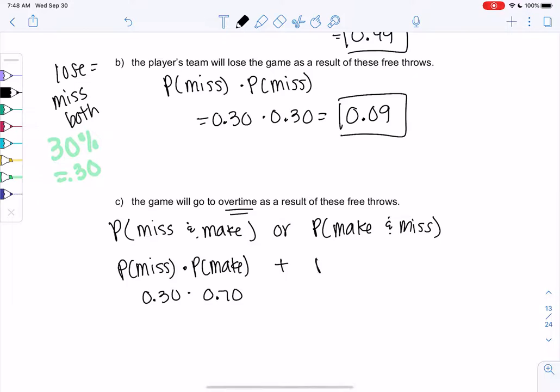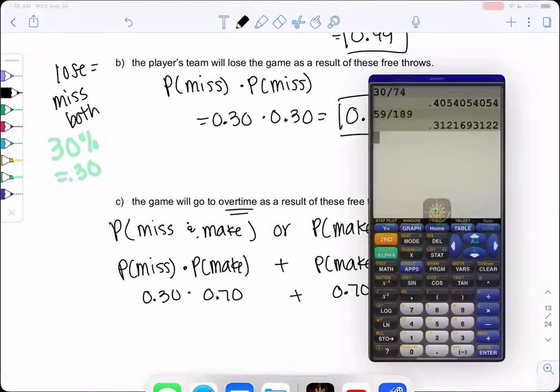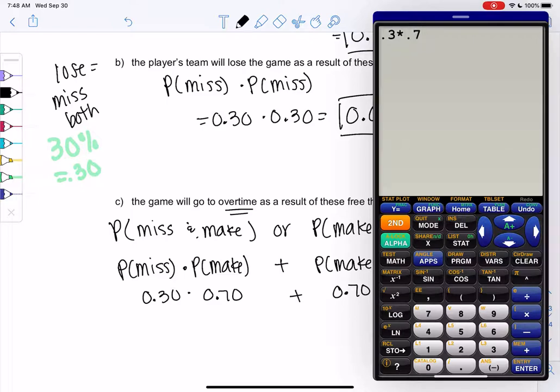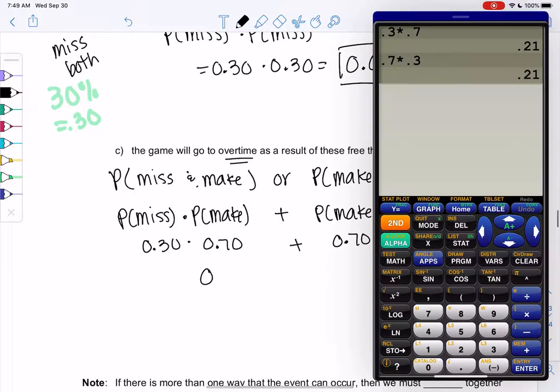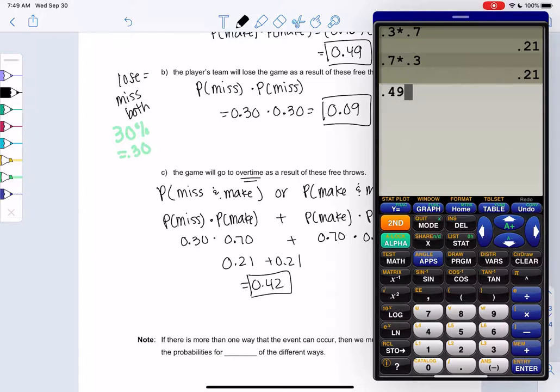And then what would this one be? This one would be making first, so that would be 0.70, and then missing second would be 0.30. And we'll just add them up. You can do them individually, or you could do them at the same time. Notice they're the same thing, right? It's just opposite order. So 0.42 when I add those up. So 42% chance. Another thing I noticed is these probabilities should add up to 1: 49, 09, and 42. Because these are the only three things that could happen, right? They either win, lose, or tie. And yeah, they add up to 1.